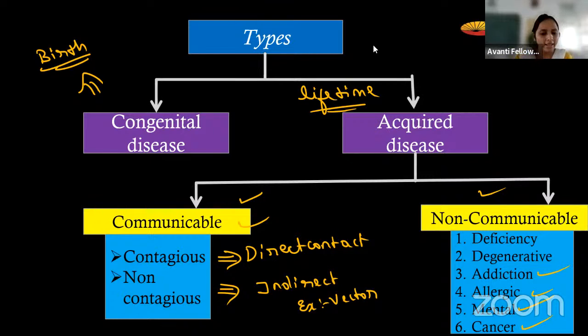So it is going to be transmitted by the female Anopheles mosquito. Here, the female Anopheles mosquito acts as the vector, right? Yes. So this is the indirect method.